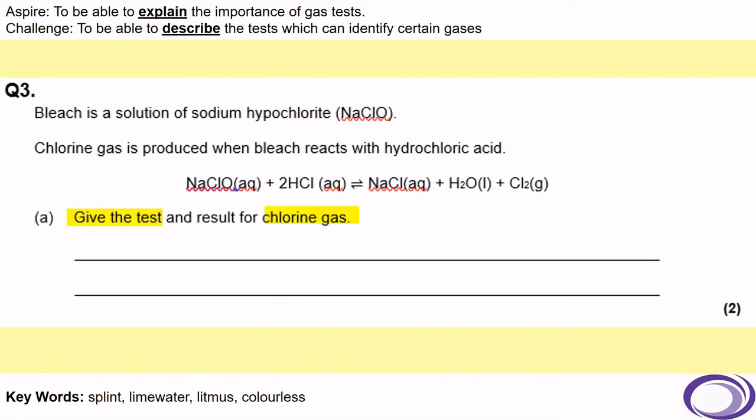Bleach is a solution of sodium hypochlorite. Chlorine gas is produced when bleach reacts with hydrochloric acid. Give the test and the result for chlorine gas.